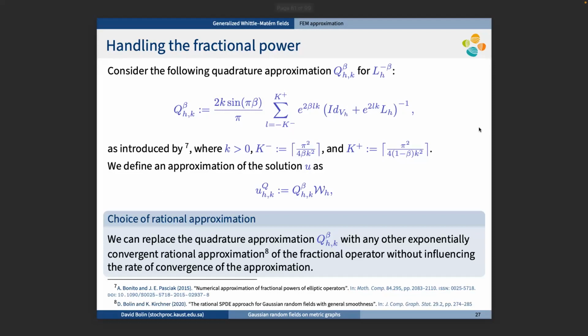But you could also choose some other methods here for handling the fractional powers. So as long as you have a method that is exponentially convergent, you can actually choose any. So we, for instance, have another rational approximation that we have also implemented that essentially has the same theoretical properties, but actually works better in practice.